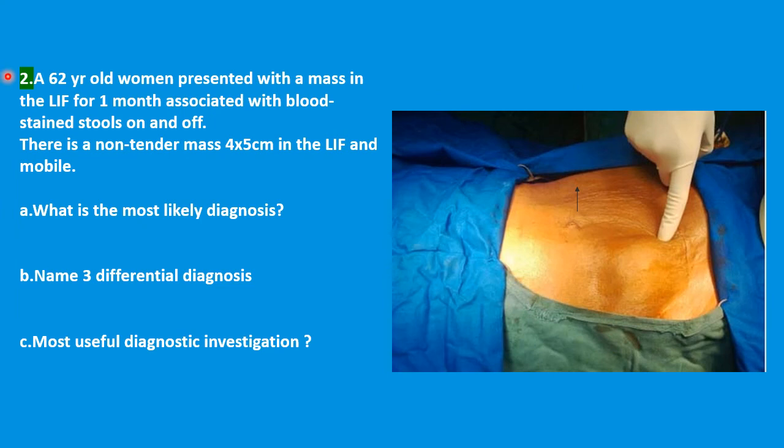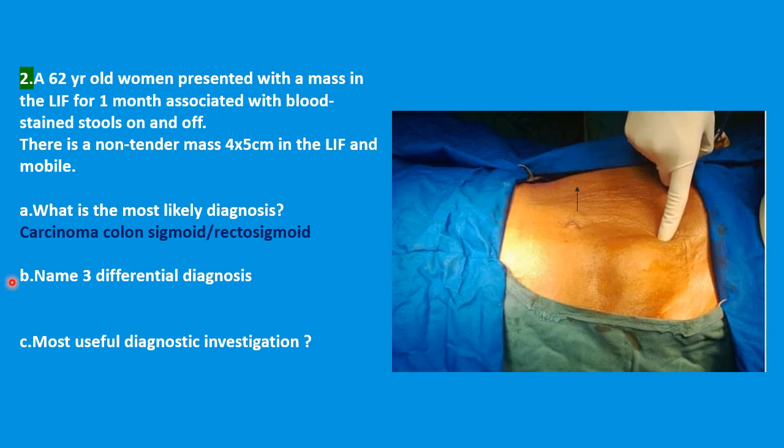Case 2: a 62-year-old woman presents with a mass in the left iliac fossa for 1 month, associated with bloodstained stools off and on. Examination reveals a non-tender mass 4 by 5 cm in the left iliac fossa and it is mobile. What is the most likely diagnosis? The answer is carcinoma of the colon, sigmoid colon or rectosigmoid colon. This will be the most likely diagnosis considering the age, bloodstained stools, and a non-tender mass in the left iliac fossa.